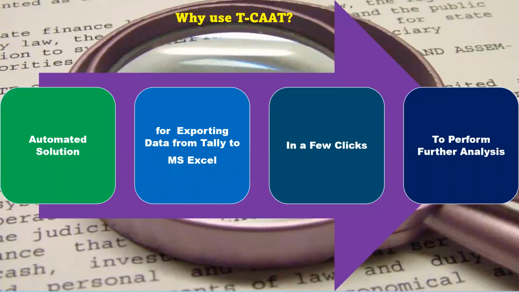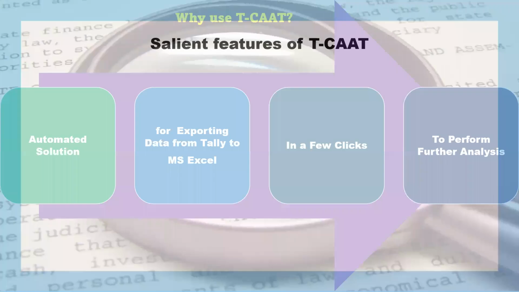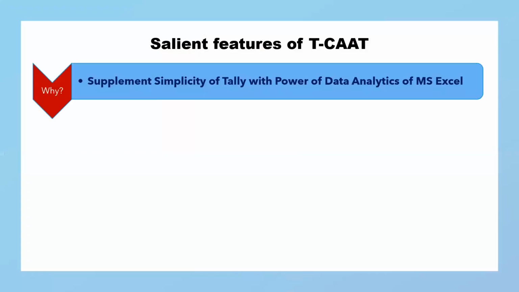Both these formats require certain time and effort to learn and use. This is where TCAT is extensively useful. TCAT is an automated solution for exporting data from Tally to MS Excel in a few clicks so that you can perform further analysis as required. What are the salient features of TCAT? It supplements the simplicity of Tally with the power of the data analytics of MS Excel.